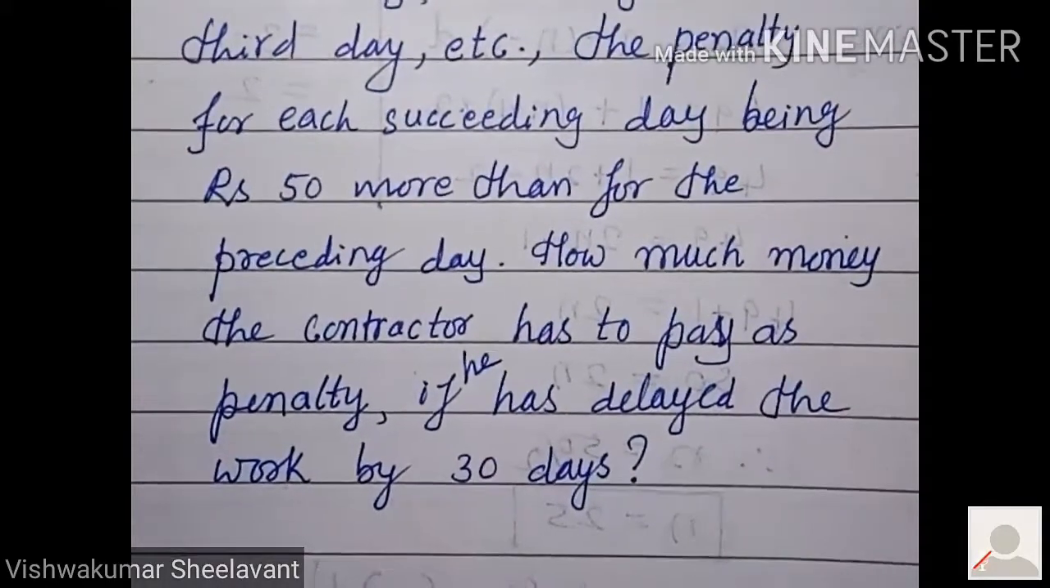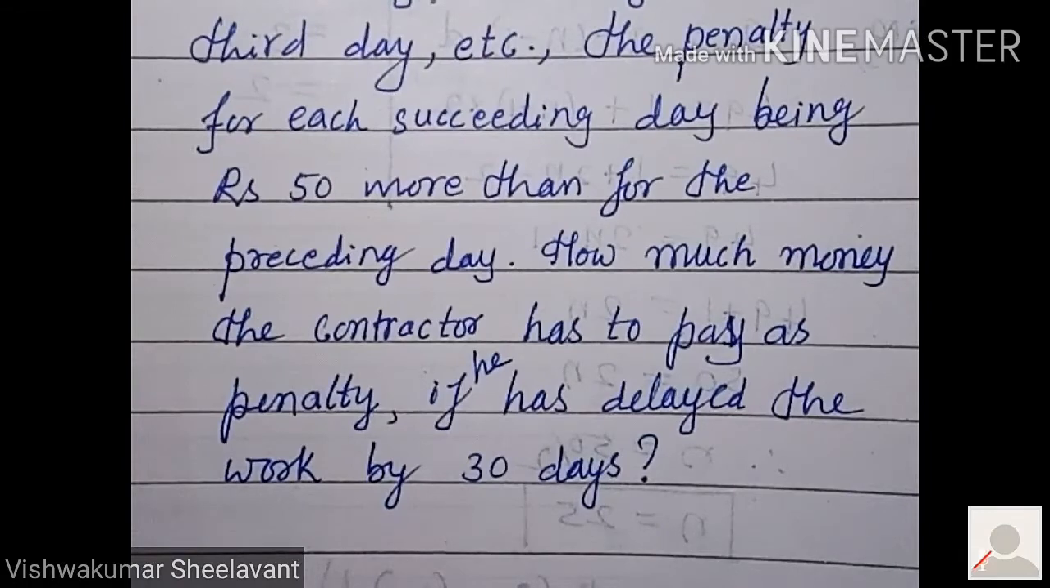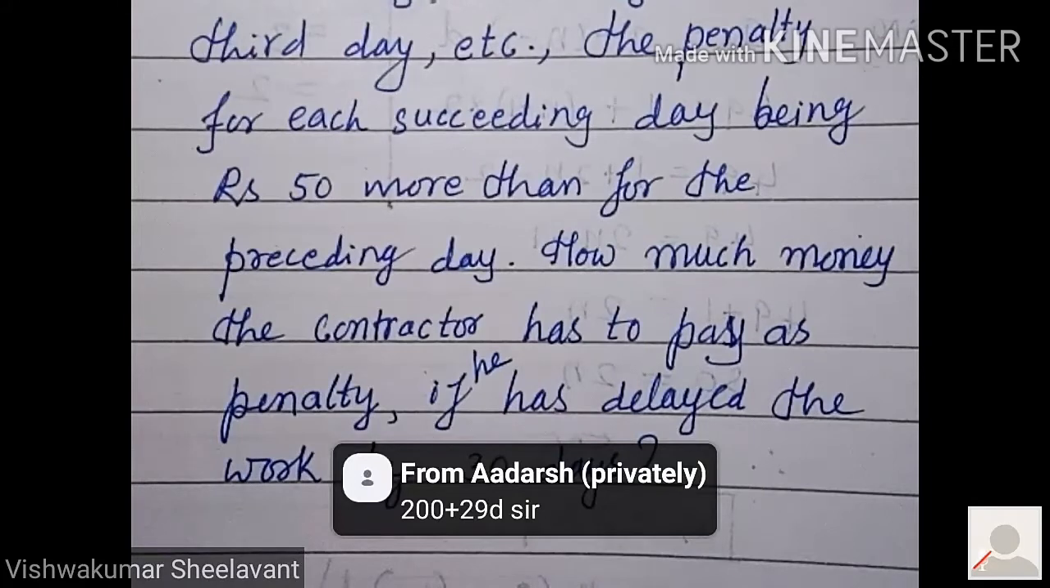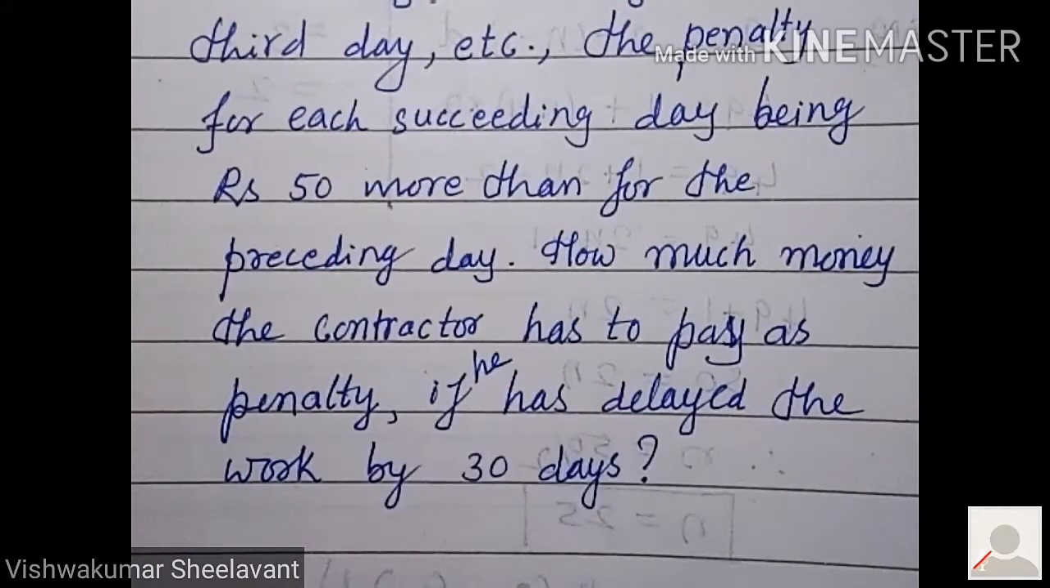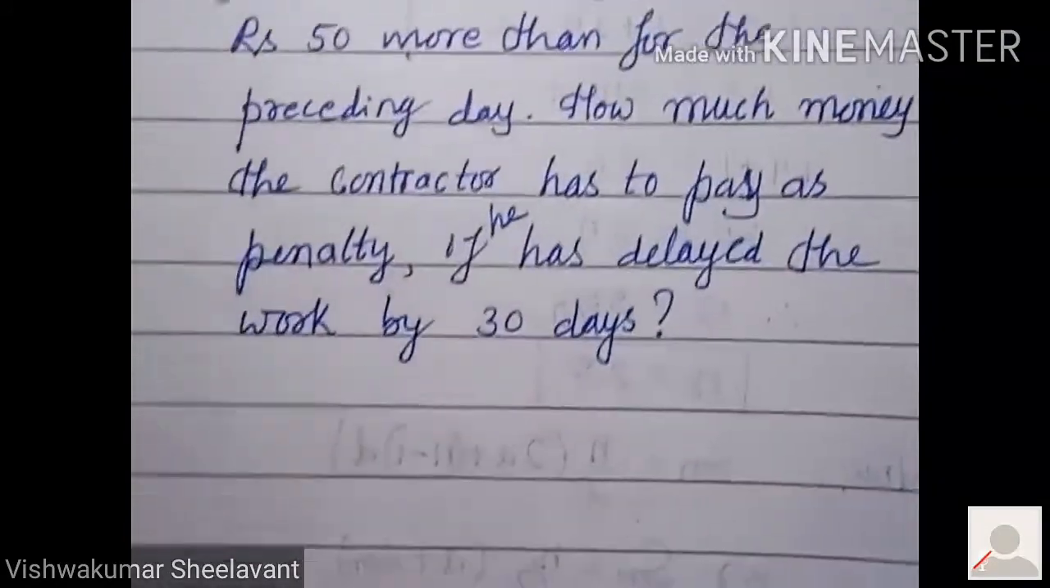If one contractor has to finish the job in 1 year of time, due to some reason if he is not able to finish that, then for every day he has to pay the penalty as 200, 250, 300 and so on. For every 1 day delayed, his penalty will be increased by 50 rupees. So can you tell what is the AP here?